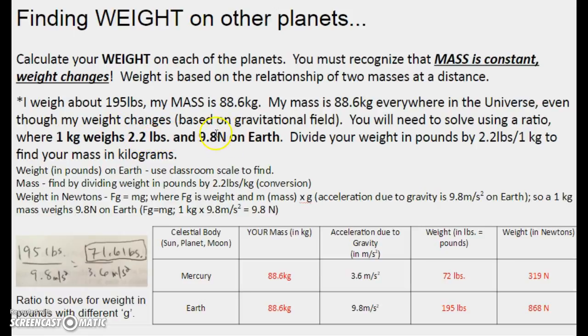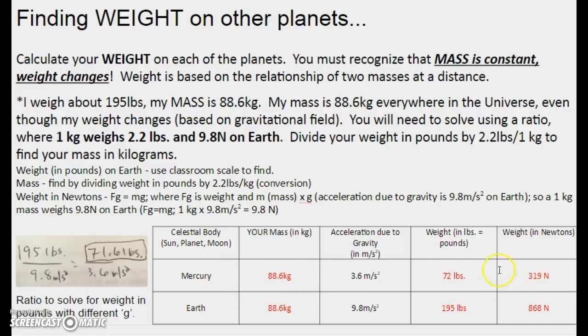1 kilogram also weighs 9.8 newtons on Earth. So take your weight in pounds and divide it by 2.2 pounds per kilogram to find your mass in kilograms. That's how I took 195 divided by 2.2 to find my mass in kilograms. So weight in pounds, you can use a classroom scale if you know your weight. Mass, you find by dividing your weight in pounds by 2.2 pounds per kilogram. That's a conversion. Weight in newtons is F_g, where weight equals mass times gravity, F_g is weight, m is mass, and g is acceleration due to gravity. And on Earth, that's 9.8 meters per second squared. So 1 kilogram mass weighs 9.8 newtons on Earth. 1 kilogram times 9.8 meters per second squared is 9.8 newtons.